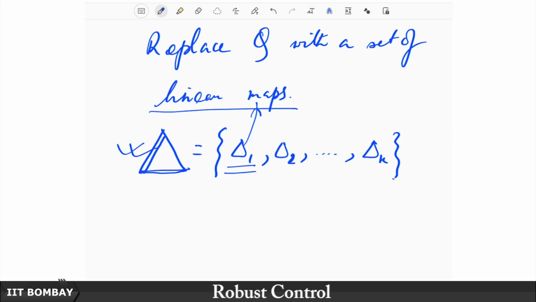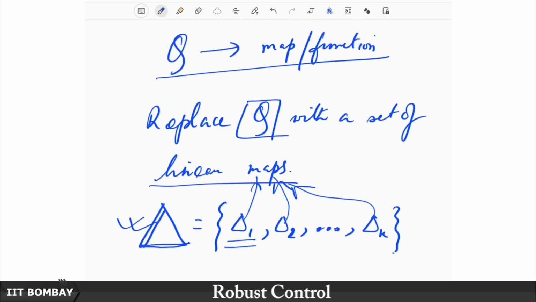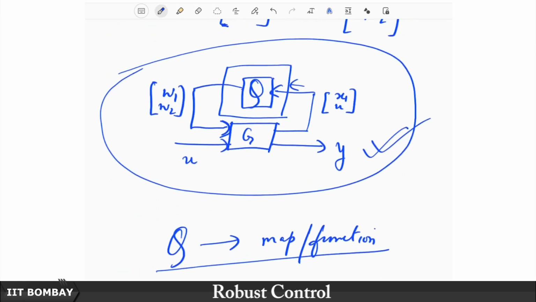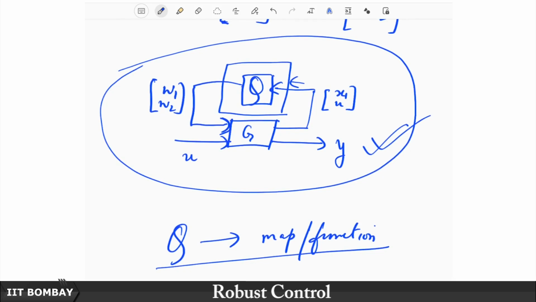So, this delta 1 is a linear map, delta 2 is a linear map, so on till this delta k, yeah, this is also a linear map. And linear maps we understand well enough, right. So, although this Q might be a very complicated object to handle, given one of these linear maps, we would not be so unhappy with that, right, because now we have after all the interconnection of two linear maps. G is a linear map, delta is a linear map.